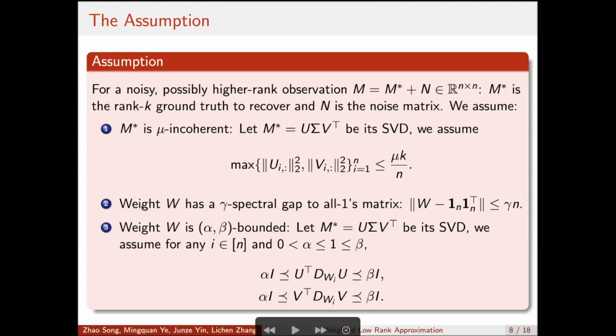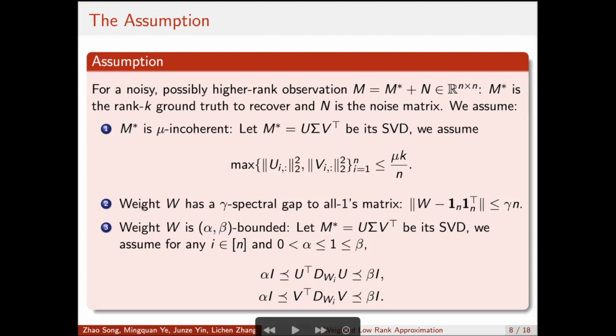The second assumption deals with the distribution of the weights in matrix W, where W is considered a binary matrix. The assumption states that it should not be too sparse. In other words, each row of W should have a sufficient number of non-zero entries. This principle is linked to ensuring adequate information for matrix completion tasks.